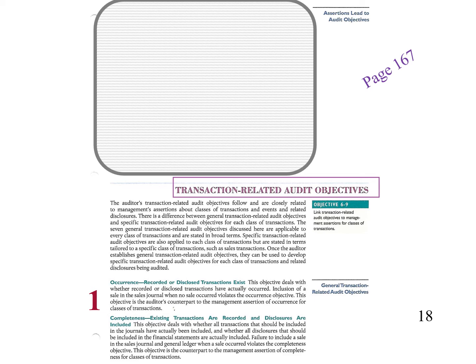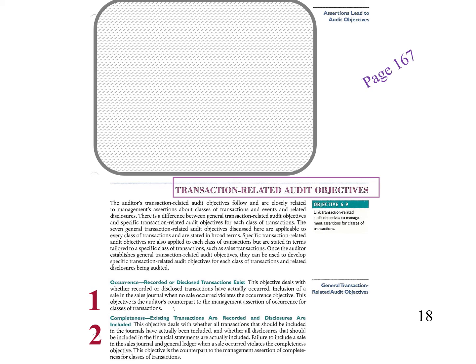Now, the assertions are for all types of transactions. We're going to worry about sales, but the assertions relate to all kinds of transactions. Okay. So occurrence. Does everybody agree that if they record a sale that didn't actually occur, we've got a problem? Completeness. Okay. That all transactions that occurred actually got recorded.